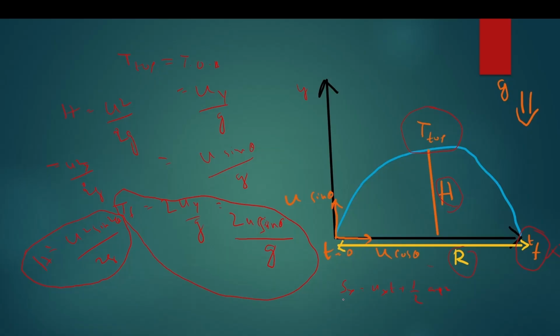Okay, now Sx turns into R, the range, and we know that in the x-axis acceleration is 0, so this becomes 0. So range equal to ux times tf. T times t becomes tf, that is the total time of flight. Okay, so we will go to the next slide.